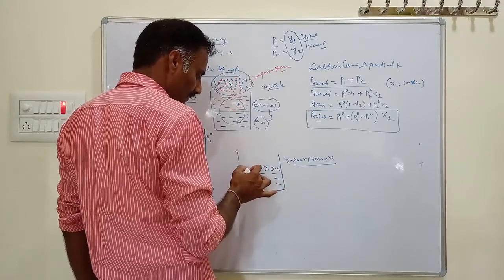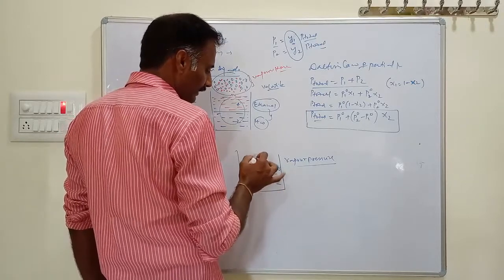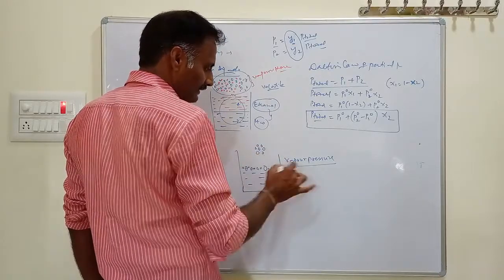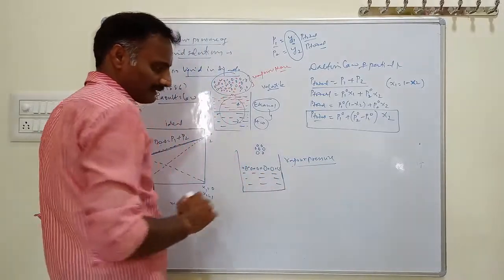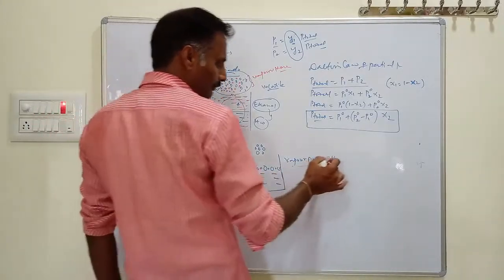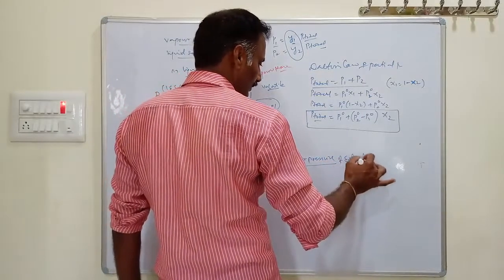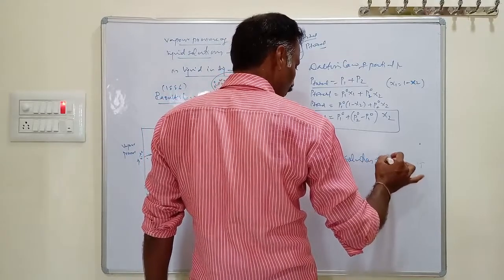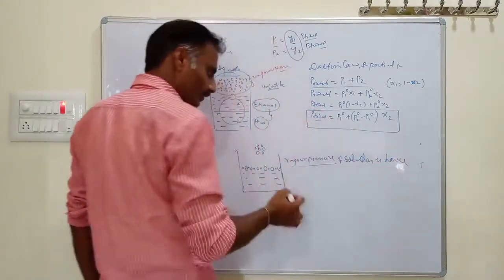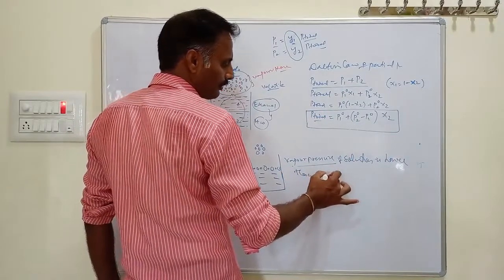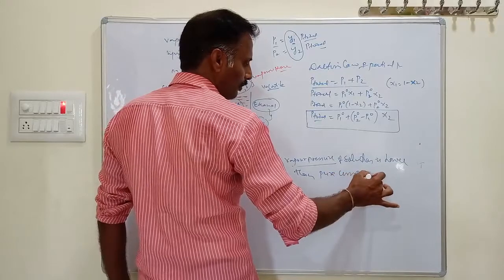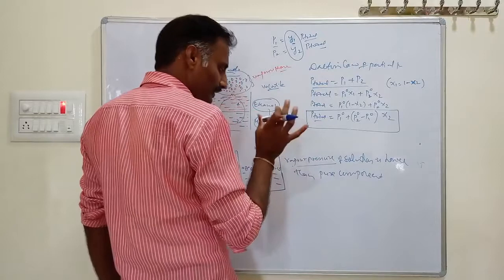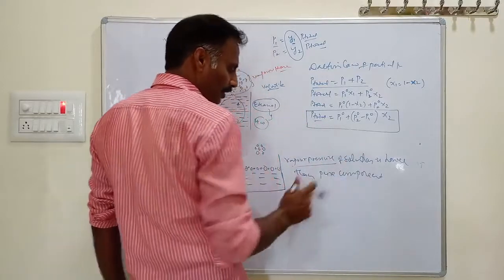When the number of molecules at the surface of a solution decreases, fewer solvent molecules escape to the vapor phase. As a result, the vapor pressure of the solution decreases. That's why the vapor pressure of a solution is lower than that of the pure components. If you compare the two, the vapor pressure of the solution is always less than the vapor pressure of the pure components.